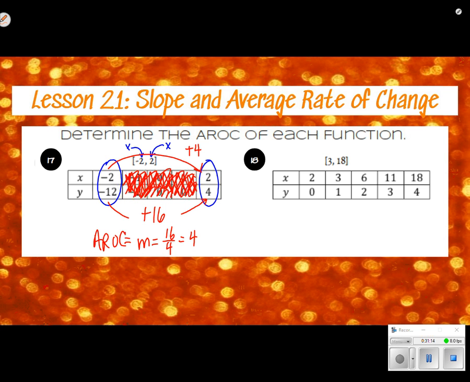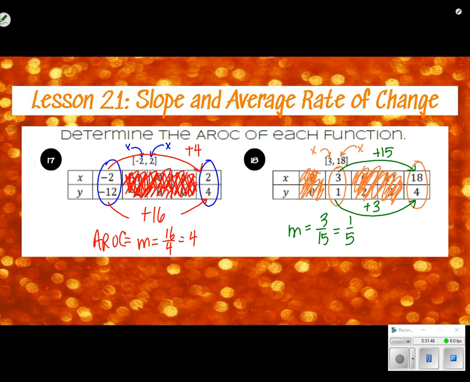All right, here they're telling you to start at x equals 3 and to stop at x equals 11. They always give you the x values. Get rid of everything else. We don't care about you guys. 3 and 18 are the only ones that survive, and we want to look at their change in y, up 3, or change in x, plus 15. So we're looking at 3 over 15, which can reduce to 1/5. That is your slope. That is your average rate of change.